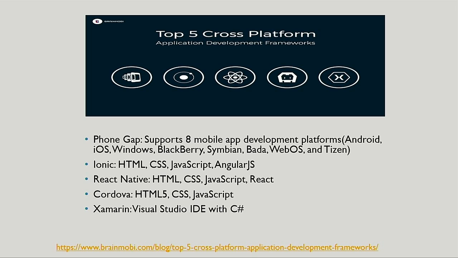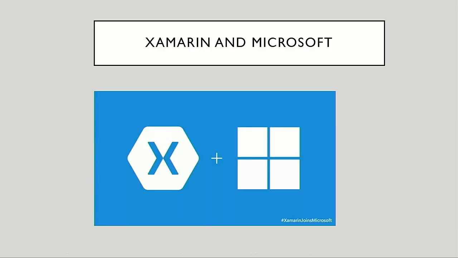React Native, again HTML, CSS, JavaScript, and React. Cordova, the new version of PhoneGap, uses HTML, CSS, JavaScript. And last but not least, Xamarin, which uses Visual Studio with C#. So these are primarily the 5 major ones out there. There may be some other ones out there, but these are the 5 major ones.